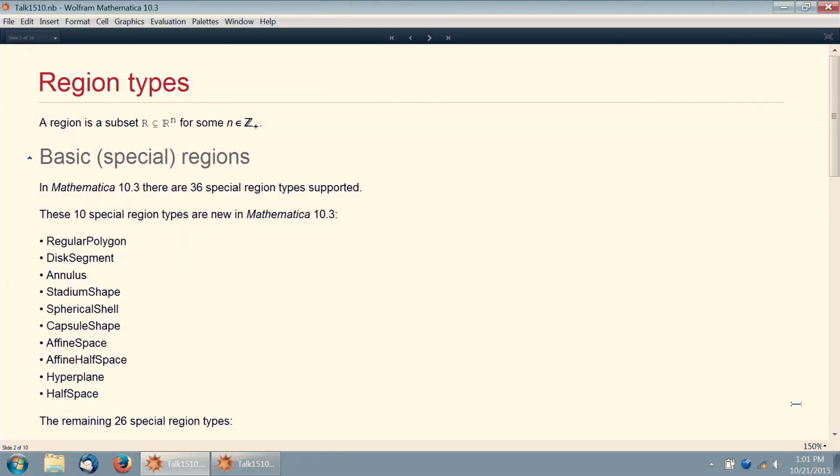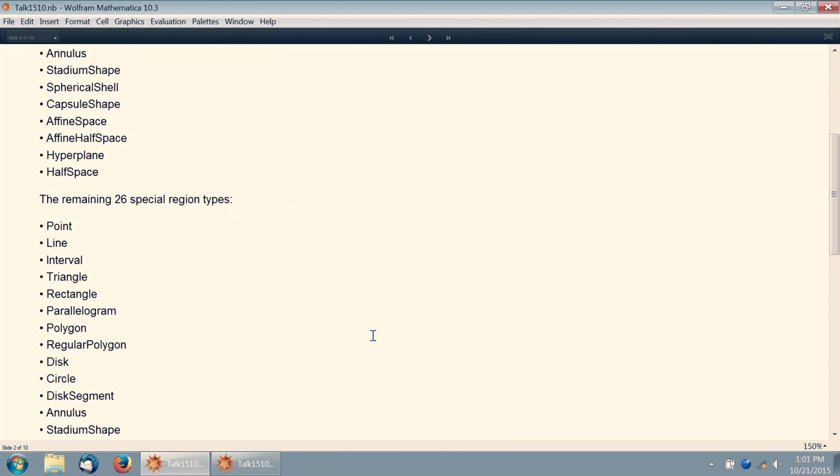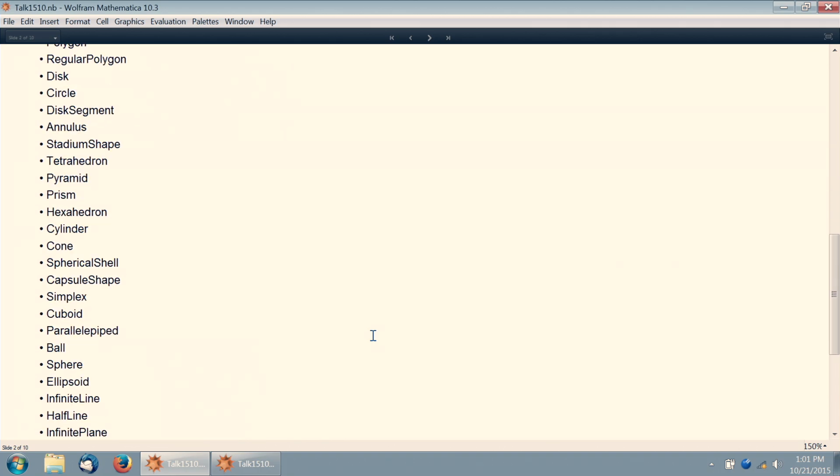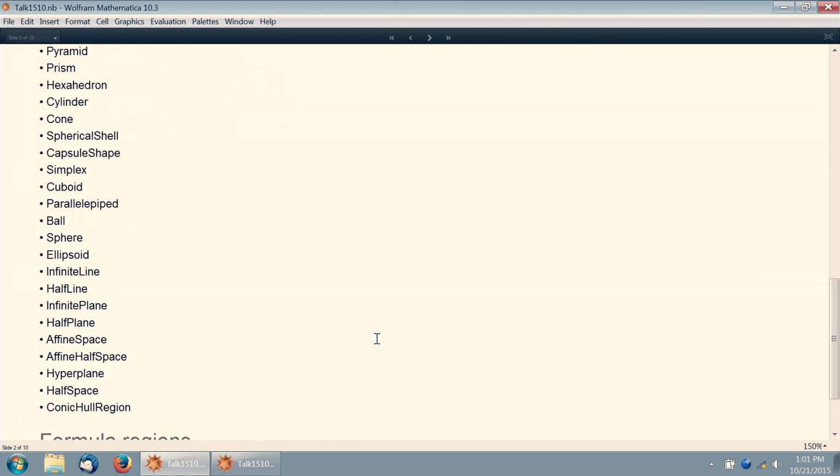So here they are. Basic regions are named geometric regions that we have built in that are commonly used. Right now, there are 36 special region types. And in version 10.3, we introduced 10 new special region types. Here they are listed. Roger has already shown them. So I'll just scroll through all the region types. The basic idea is that we have many of those.